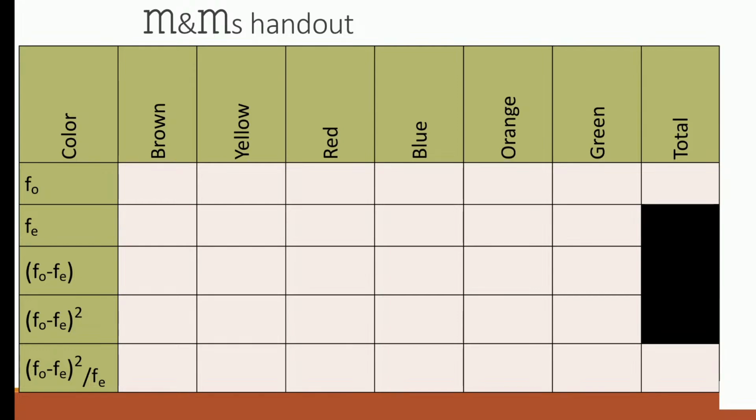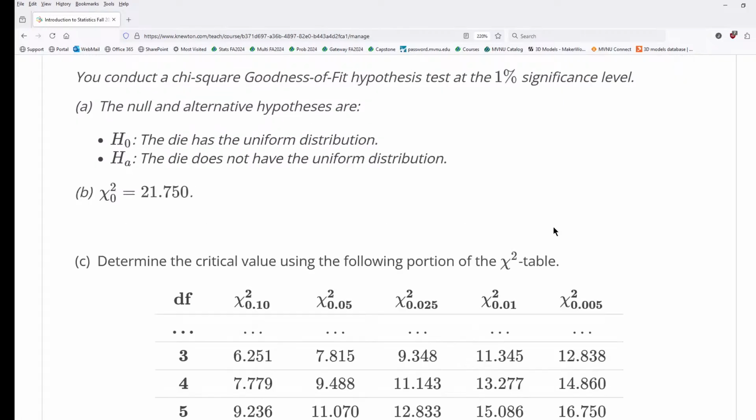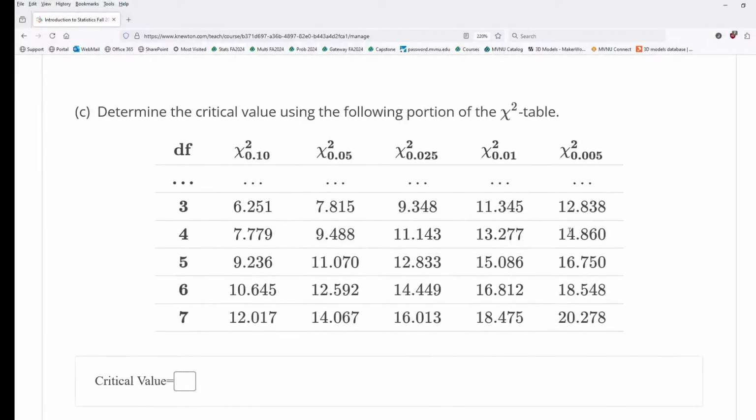Let's see. Chi-squared, goodness of fit. Got it right here. Let me just pull this up. Here we go, I found it. So here's the sort of table that you're going to see when you do this in Newton. Whoa, it's huge. Okay, so there's the table.